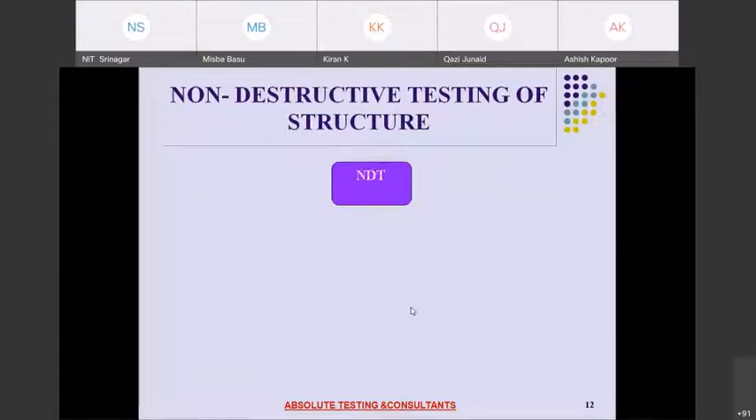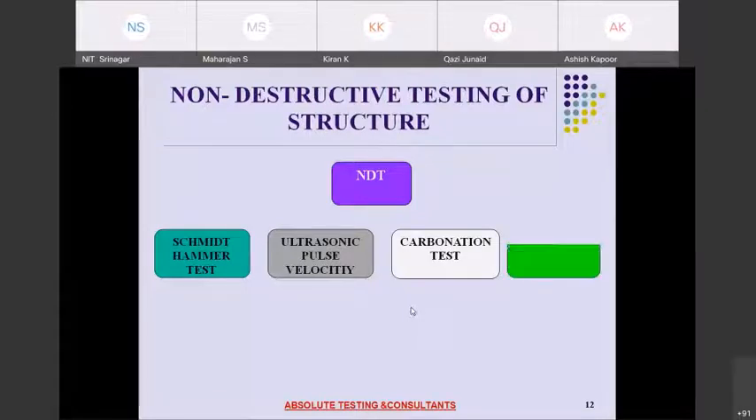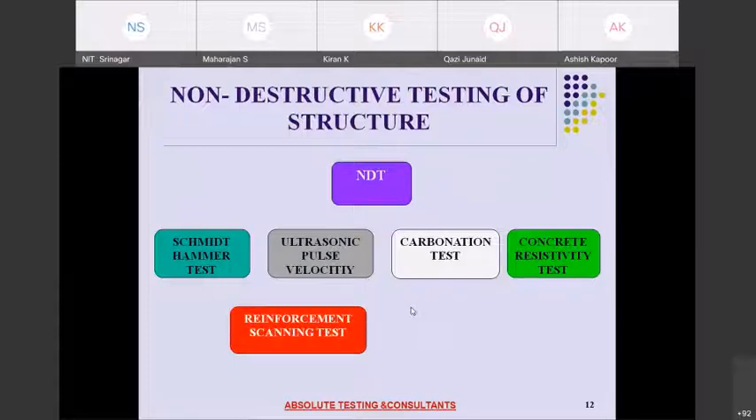So what are those tests? The first, starting with the Schmidt hammer test, or we call it rebound hammer also. Second is ultrasonic pulse velocity. Third is your carbonation test, and fourth is your concrete resistivity test, then reinforcement scanning test, and chloride sulfate ingress test. These are the 6 tests we have performed over this structure.